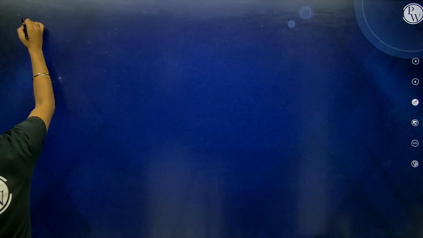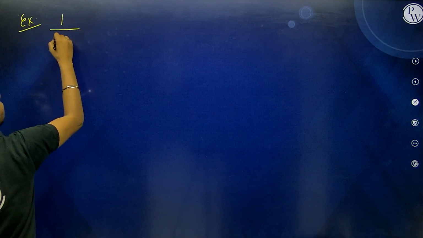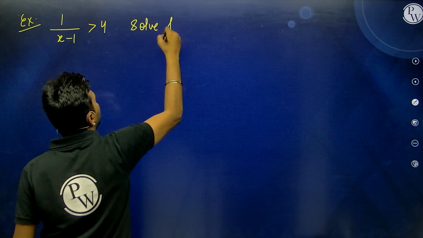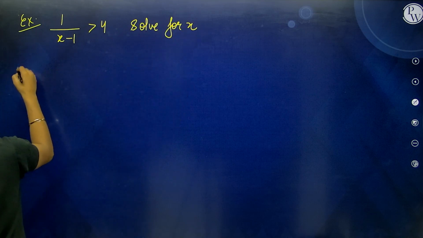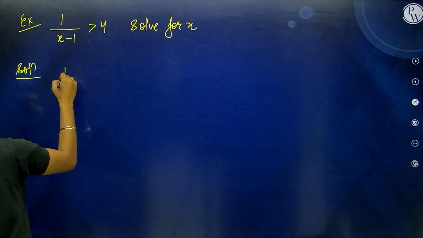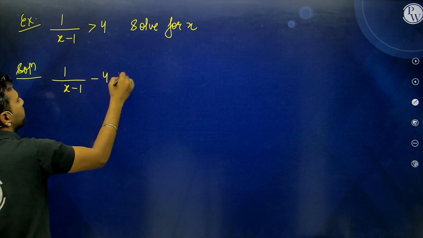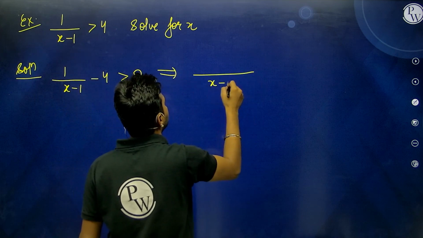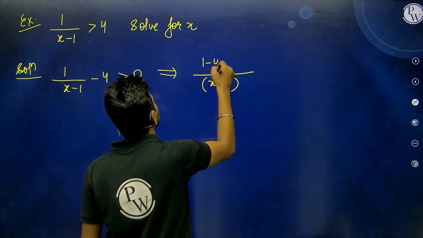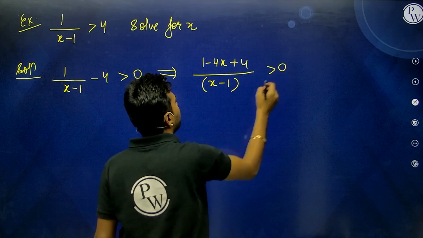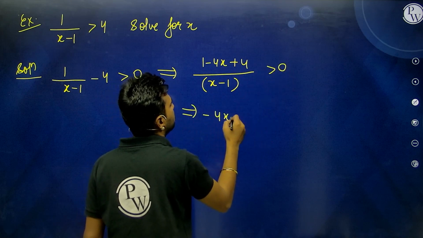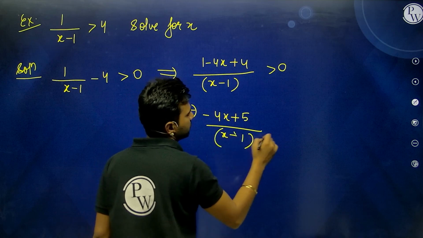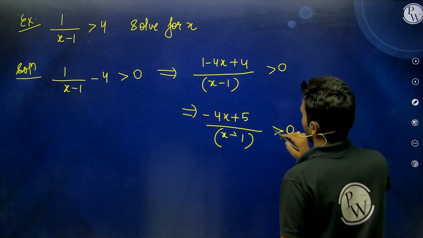Let's say I want to solve this inequality. We have already seen how we solve these inequalities. Do we cross multiply, everyone? No, we do not cross multiply. Rather, we bring this 4 onto the left hand side, and then taking the LCM, we can write the expression like this. And this question becomes like this for us. Now you know how to solve this.